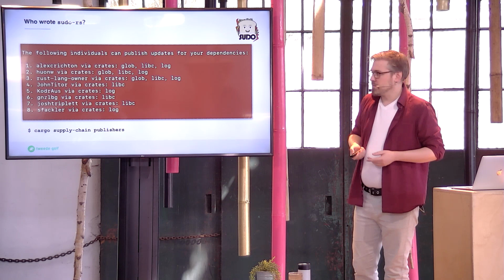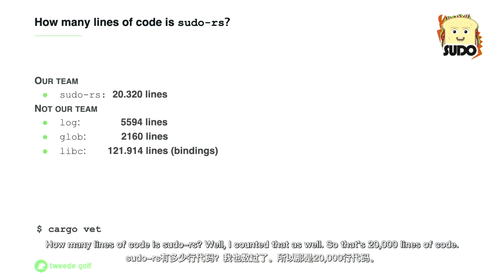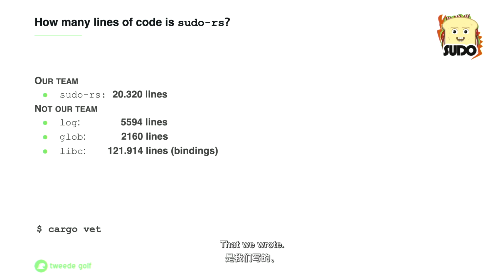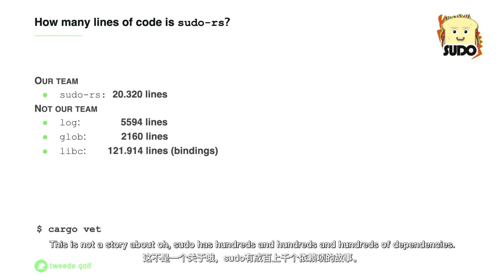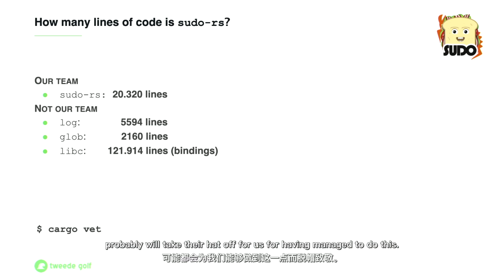Well, how many lines of code is sudo-rs? I counted that as well. So that's 20,000 lines of code that we wrote. We also have some dependencies, but not many. This is not a story about, oh, sudo has hundreds and hundreds of dependencies. There are only 3, actually, which everybody that writes their own Rust code probably will take their hat off for us for having managed to do this.